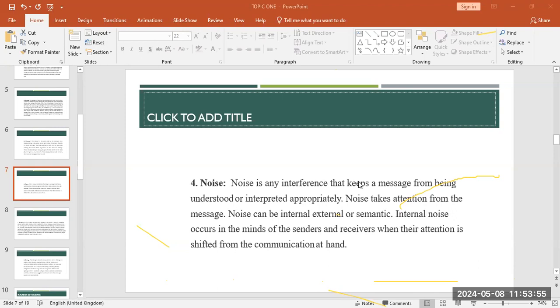You are not concentrating. When you talk about communication, you have to put your mind direct on what is being said or what you are being taught about. If you don't concentrate on something and you are thinking about other things, then we say that you are facing what we call psychological noise.